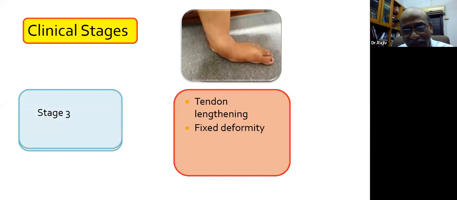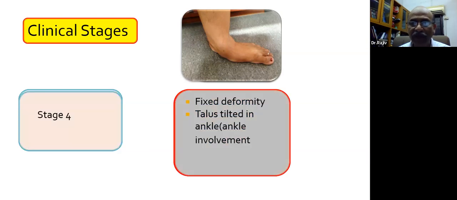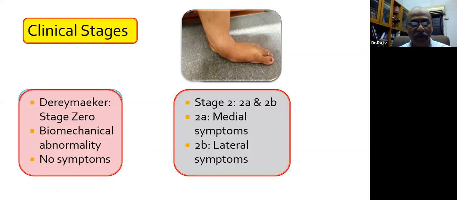In stage 3, the tendon is lengthened, probably the tendon is ruptured, and the deformity has gone into a fixed deformity. Even when the patient is not bearing weight, the deformity is there. When the patient is bearing weight, the deformity is there. And stage 4 is again a fixed deformity with involvement of the ankle joint. So in stage 4, your ankle also gets tilted into valgus. So a fixed deformity with ankle involvement.